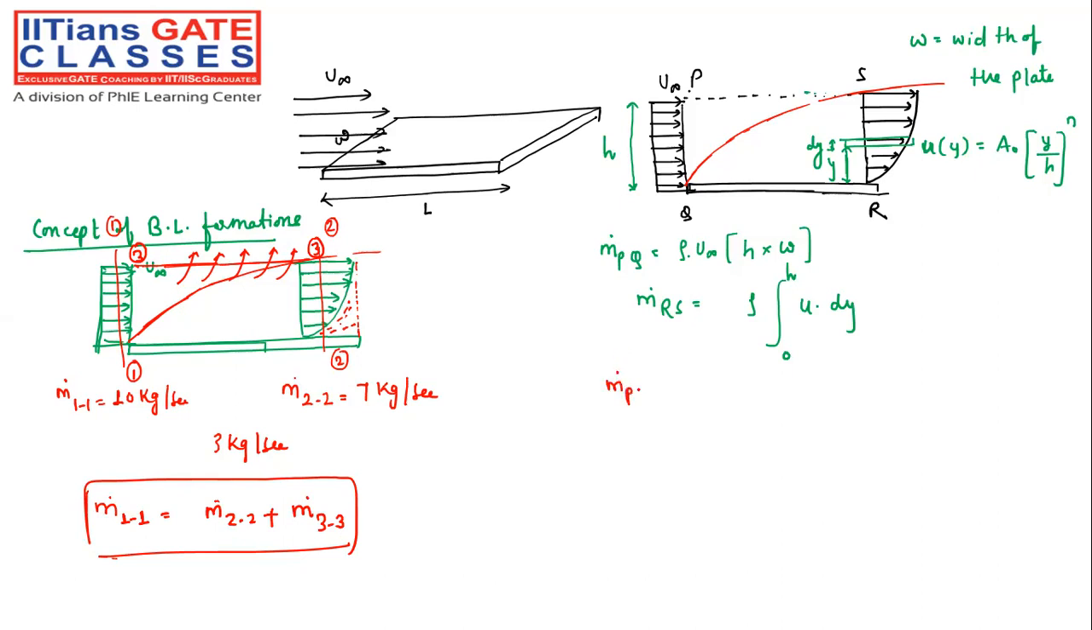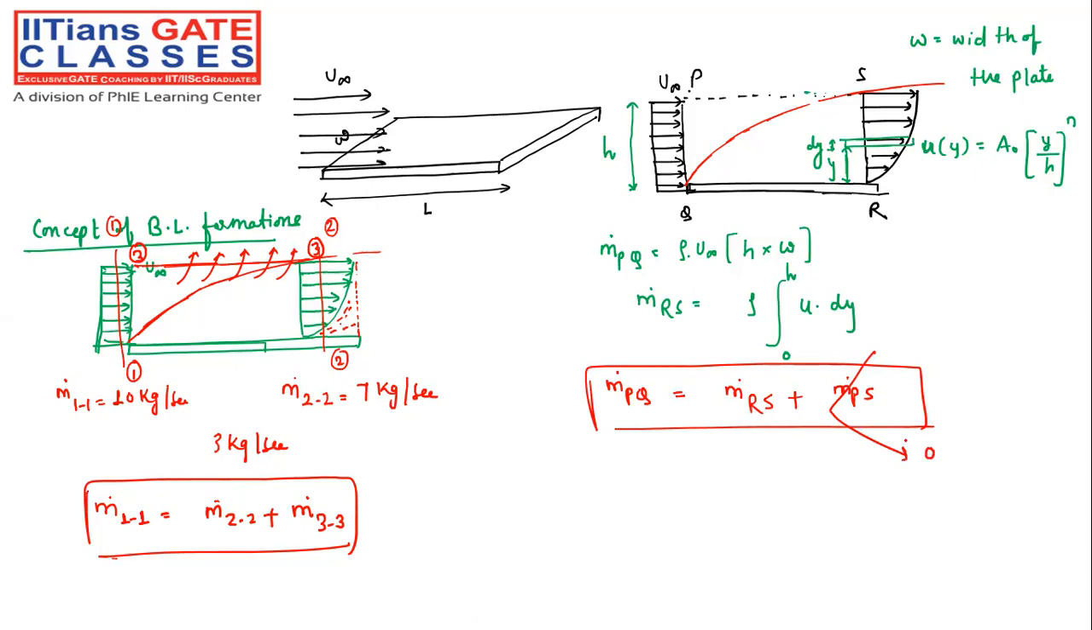The same concept we are going to apply over here also. Whatever the mass flow rate through section PQ, that has to be equal to mass flow rate through section RS plus mass flow rate through section PS. But in the problem, they have mentioned that the mass flow rate through section PS is 0. So you should not bother about these things, right? So directly, we just need to equate the mass flow rate through section PQ to the mass flow rate through section RS, right?